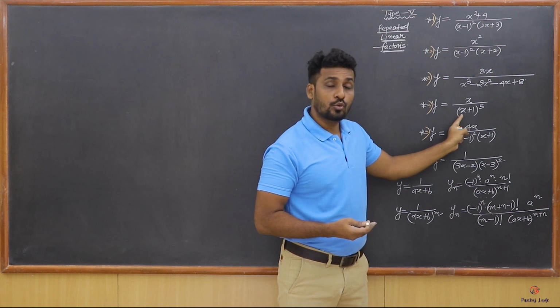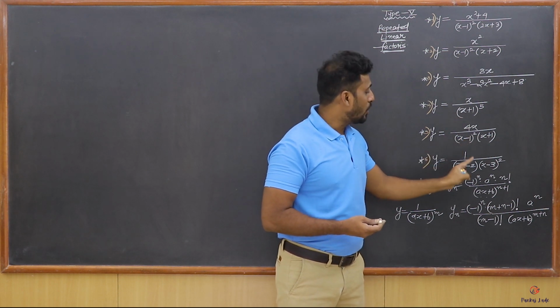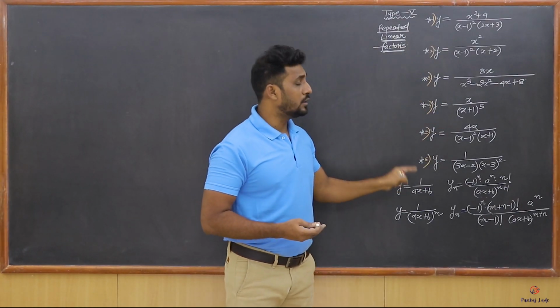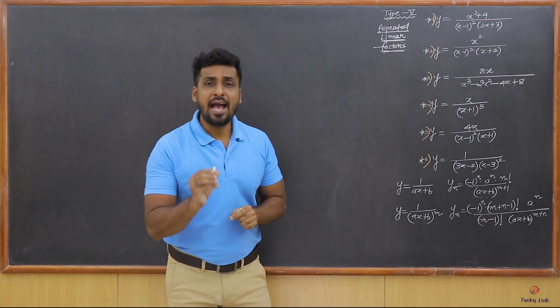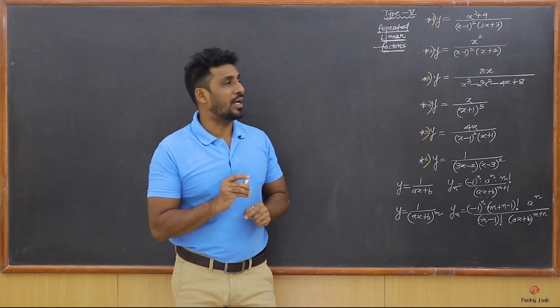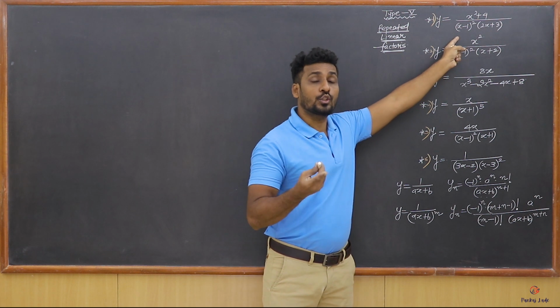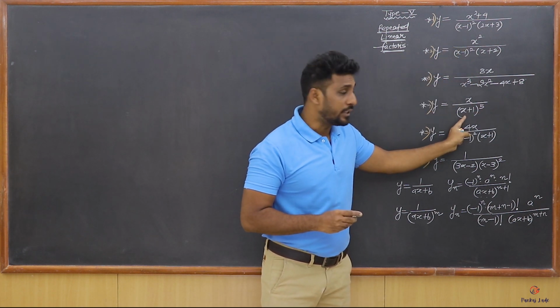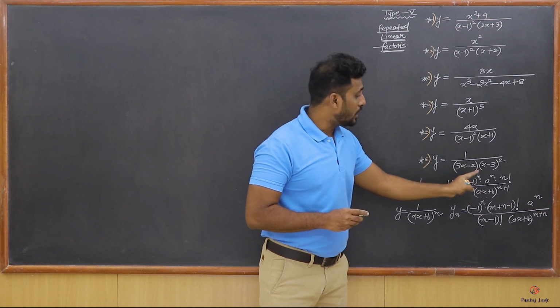Here you have x plus 1 to the power 5. You have x minus 1 the whole square, you have x minus 3 the whole square. So you can observe that these questions that are written on the board have a linear factor which is repeating more than once, isn't it? x minus 1 the whole square, 2 times it has repeated, 2 times it has repeated, 5 times it has repeated, again 2 times, again 2 times.